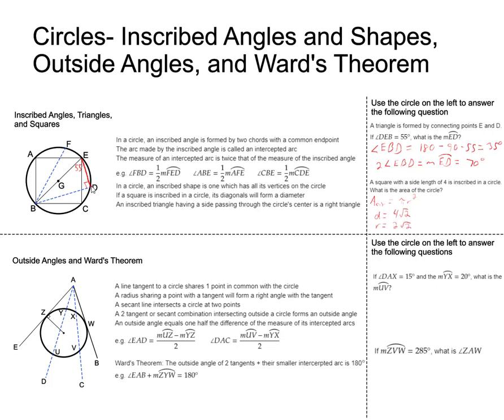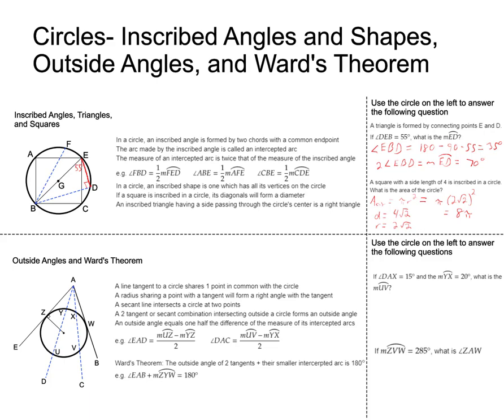Now that we have the radius, we can plug it into the formula for the area of a circle. So then we get the area of the circle is equal to pi times 2 square root of 2 squared. That, of course, is going to equal 8 pi.